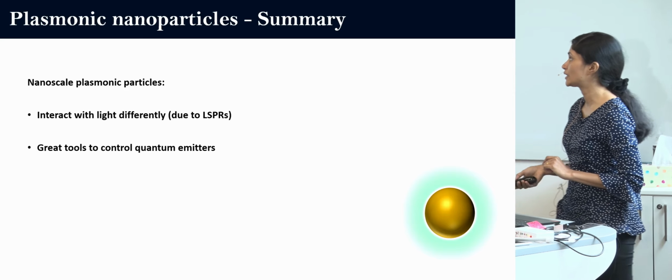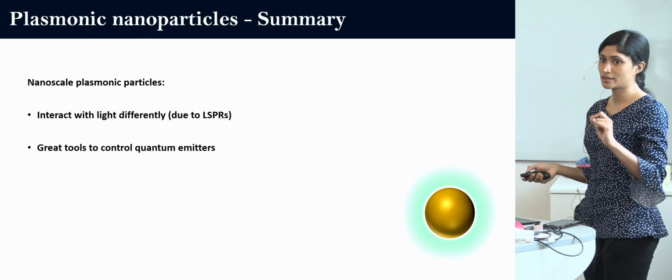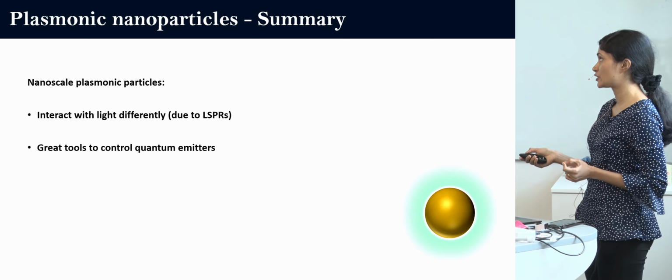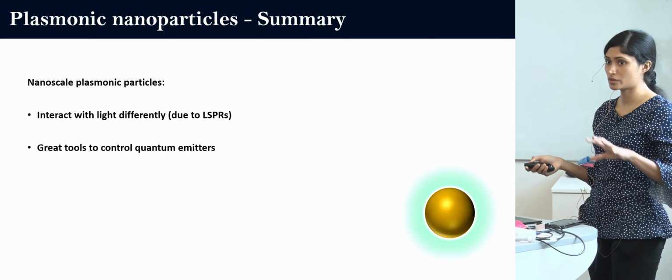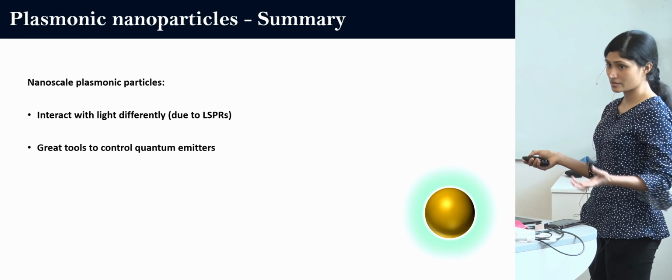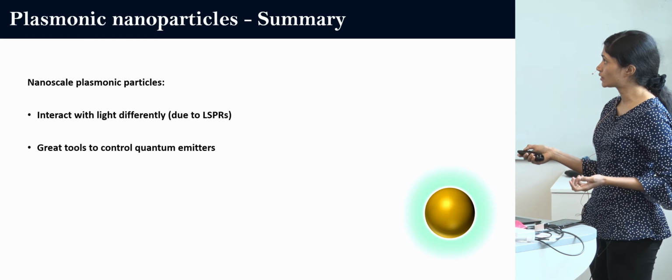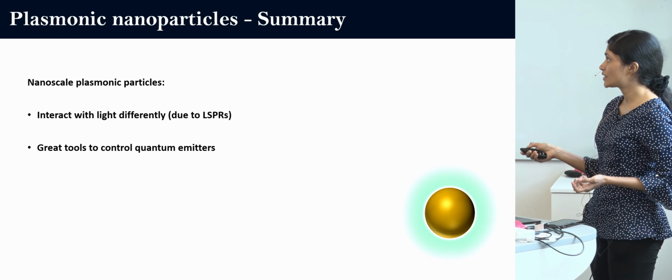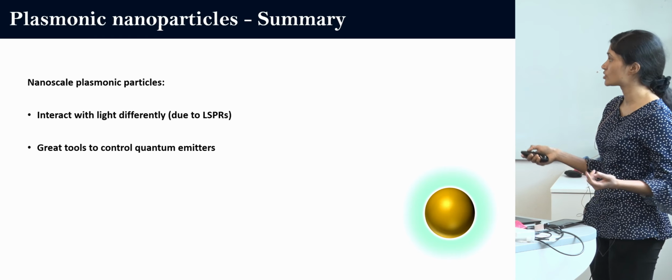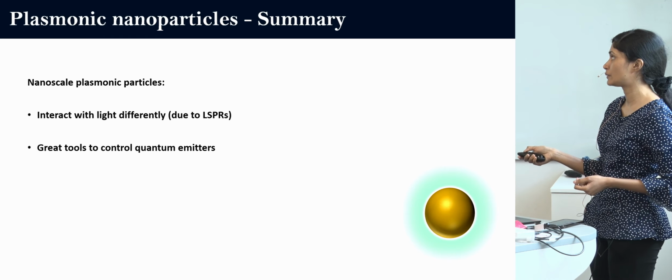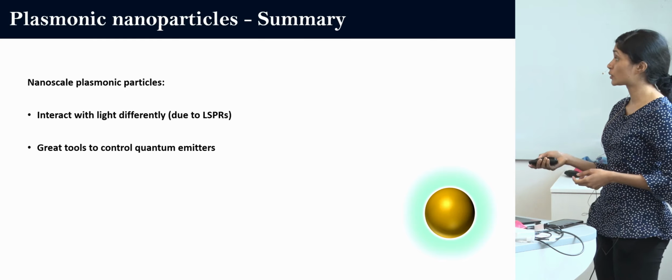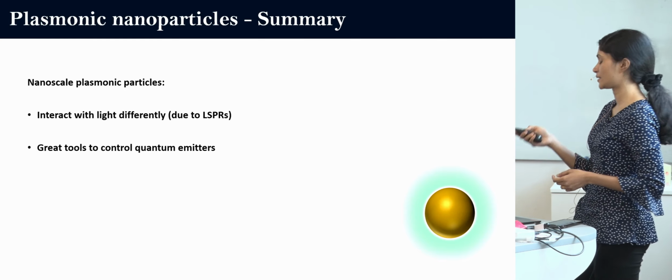To quickly sum it up, we learned that tiny particles of things like gold and silver interact with light very differently compared to the bulk material, because of a special phenomenon called LSPRs, and these excitations make tiny gold and silver particles great tools to control quantum emitters like the NV center.